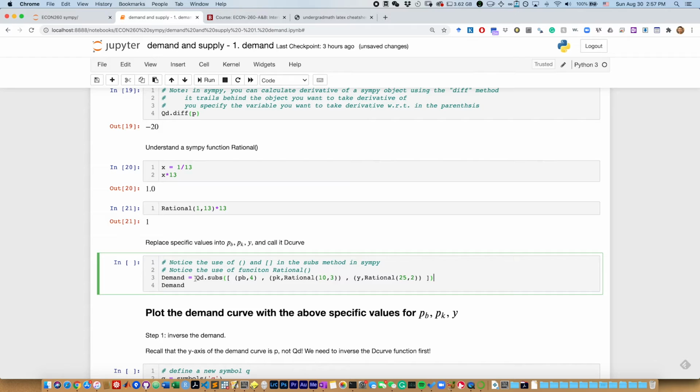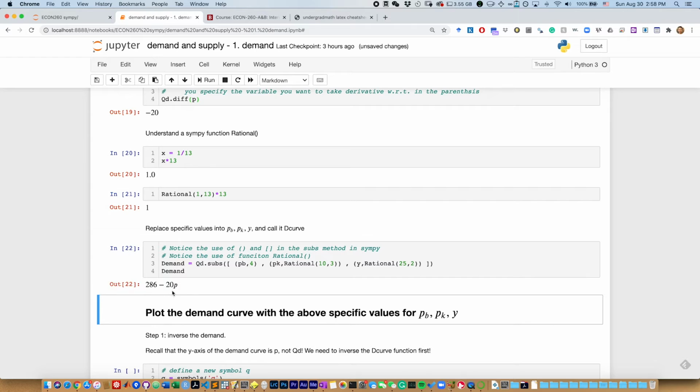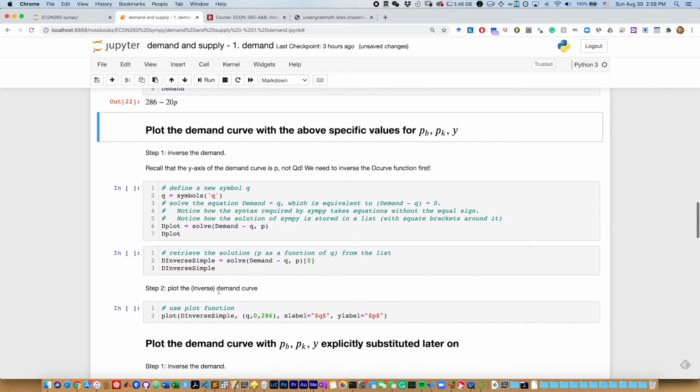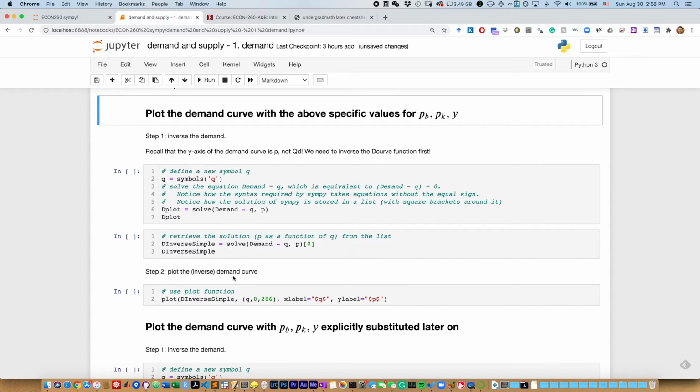Now, we're going to replace these 3 objects in QD, and then we're going to put the result into something called demand. And now, on line 4, I'm just trying to call demand and ask sympy to tell me what is demand and see if we actually got the right thing. All right, now let me try to evaluate the cell. What do we got? We got 284 minus 20p. That's exactly the expression we got in class. Voila. Now, with these things in place, we're almost ready to plot a demand curve with the above specific values for PB, PK, and Y.